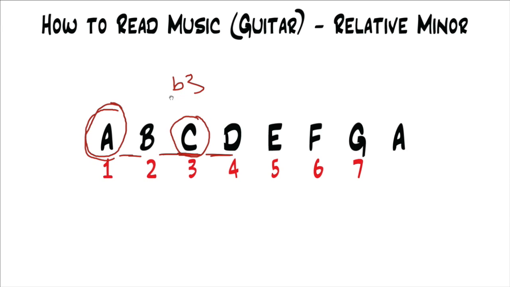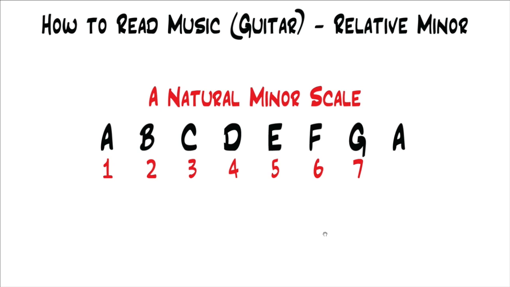So that's the difference between major and minor. This flat 3, which is the distance from the root to this note, creates that minor sound. So this is called the A natural minor scale. It has other names as well, but you don't need to worry about it for now. Just know that it's called a natural minor scale.